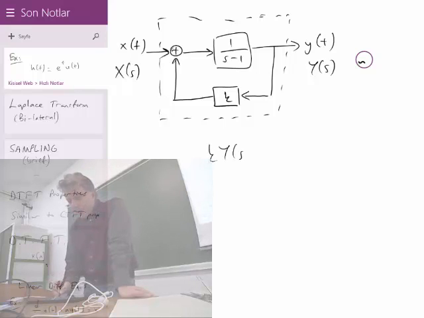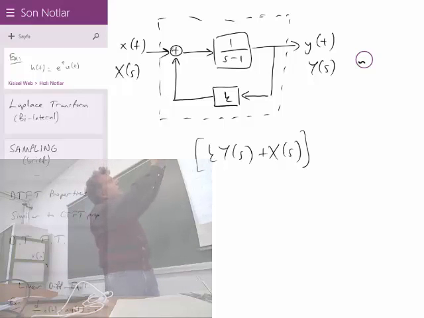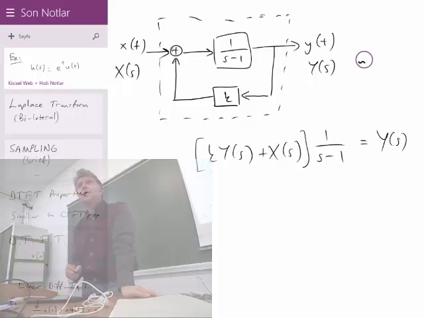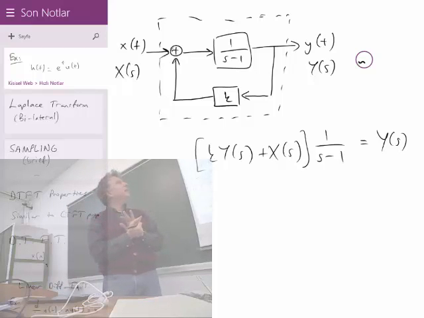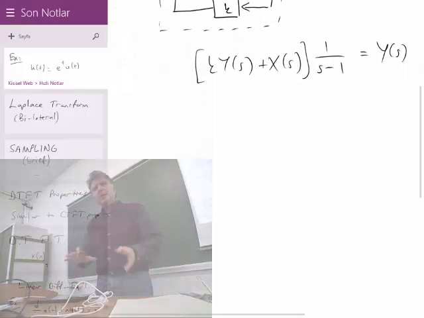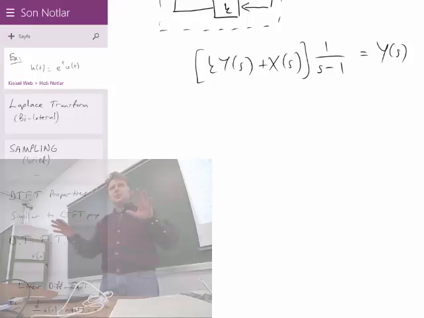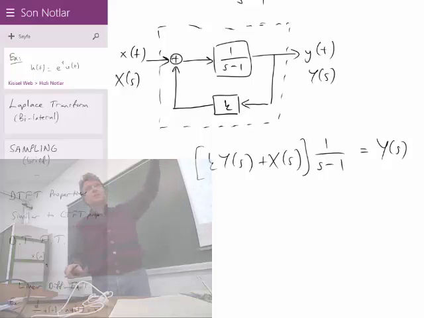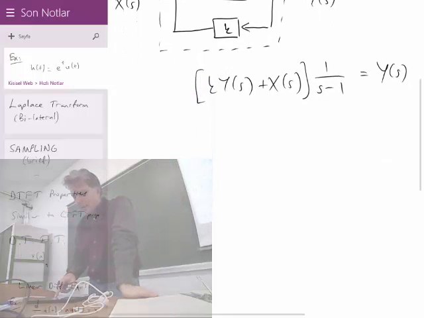So k times y of s is combined with our input x of s, and it passes through the system 1 over s minus 1. Okay, it is multiplied by the system to produce y of s, the output. Okay, this is how you can reformulate a feedback system, a simple feedback system. And from here, let's try to isolate y and x to left-hand side and right-hand side, so that we can write y of s over x of s to be equal to the transfer function of the overall system, the dashed bigger system. Let's call it g of s, for example, the combined system.